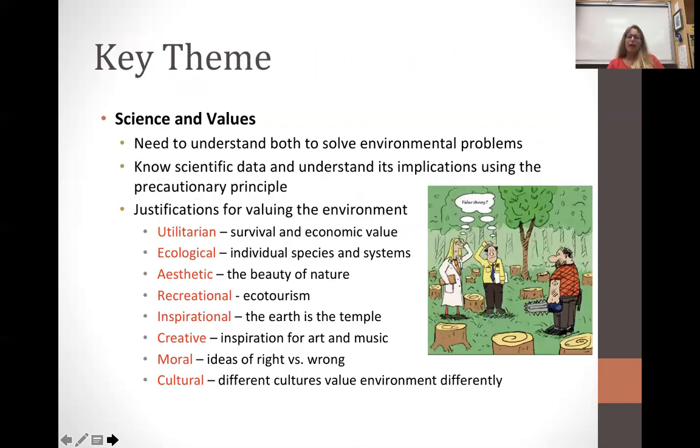All right, lots of vocab coming at you, especially if you're an IB student. All of these vocab words are important. We need to understand both science and environmental value systems in order to solve environmental problems. We need to understand scientific data and its implications, and we need to use the precautionary principle. And we have to look at the justifications that people have for valuing the environment. So utilitarian, this is the idea that the environment gives us survival and it has economic value. So I can cut down that tree and I can make a house, and then I can sell that house and I can make money.